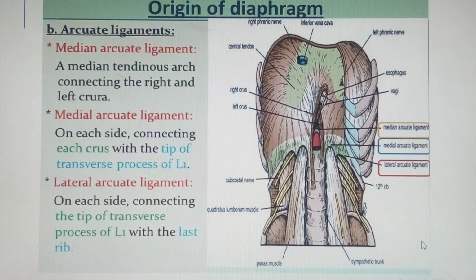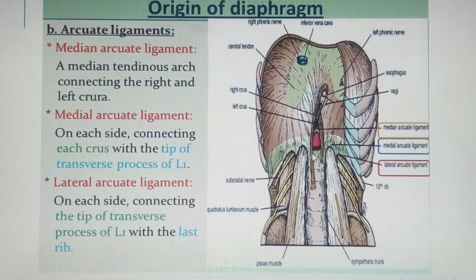So talking about the arcuate ligaments, there are 3 arcuate ligaments. Now the diaphragm has crura, leg-like processes. So we are going to have the right crus of the diaphragm and also the left crus of the diaphragm. In between them, connecting the right crus and the left crus, is what we call the median arcuate ligament.